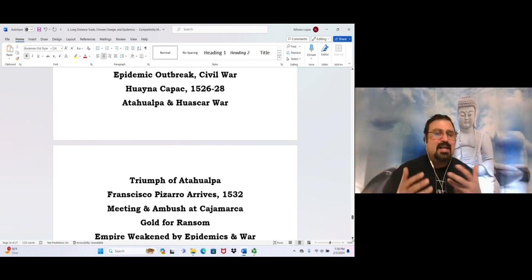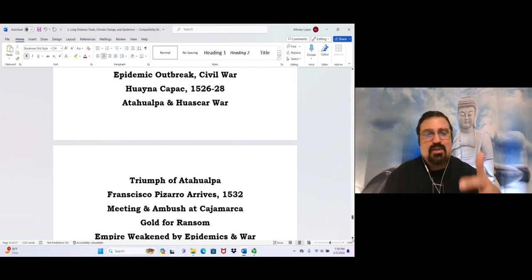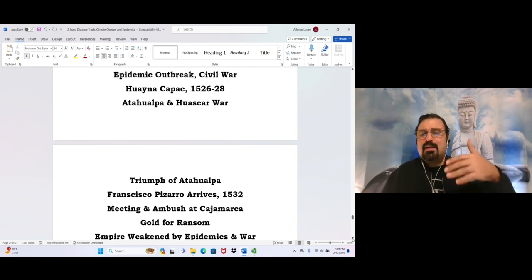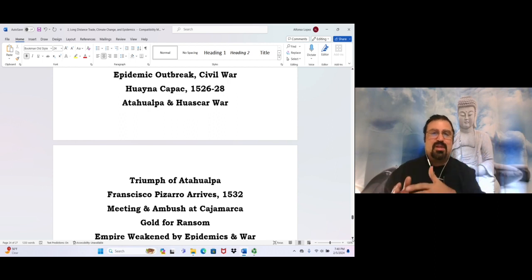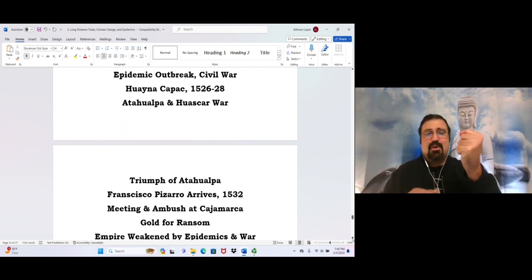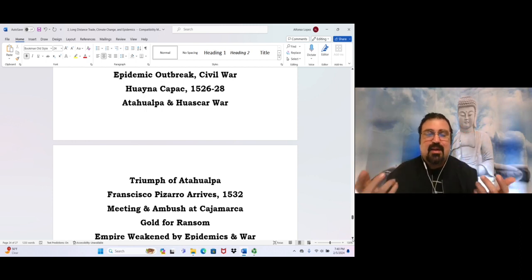Now, how is it that the emperor is affected by this? In other words, as he's dying, he left one of his sons as the successor to the throne. But his own son also died from smallpox in 1528. So from 1526 to 1528, we have in sequence the emperor and his son dying. And all members of the royal family were dying, and many people were dying as well. So this is creating instability, of course.